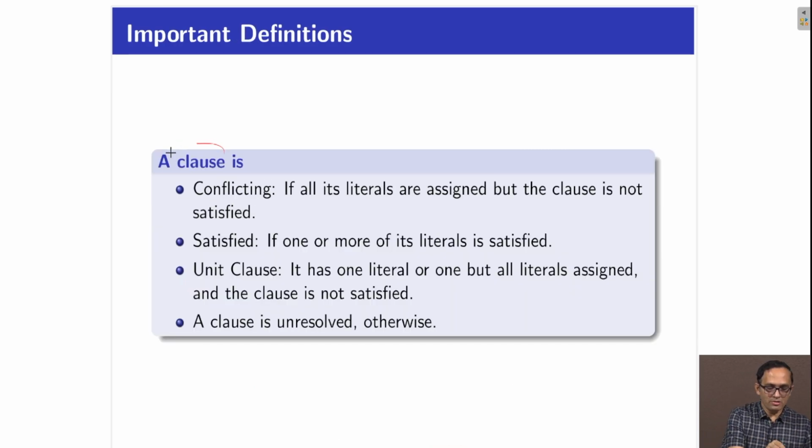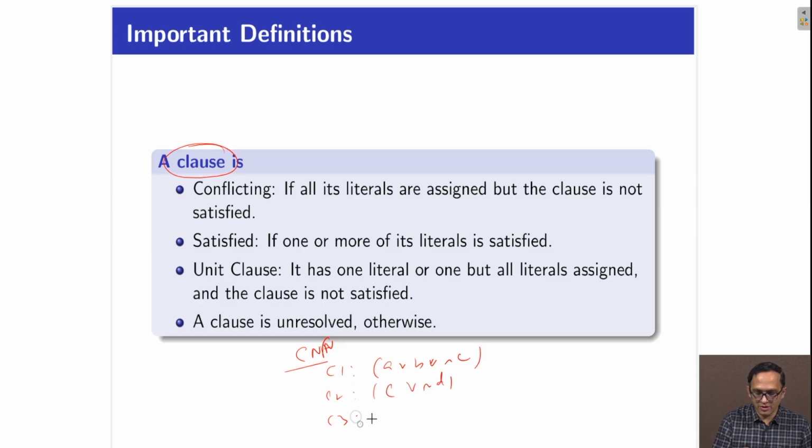Let us learn some important definitions first. You know what a clause is. A clause is a disjunction of literals. A CNF formula has a set of clauses, C1, C2, C3, for example A or not B or not C, C or not D, not C and E, and so on. These are the clauses, each a disjunction of literals, and a literal is basically an actual variable or its negation. These are the literals.